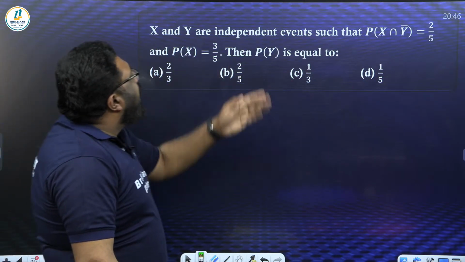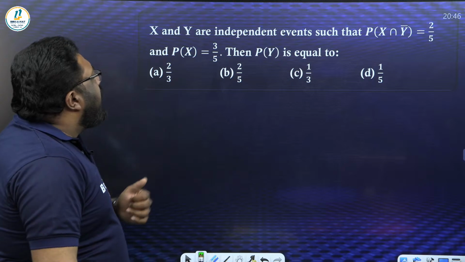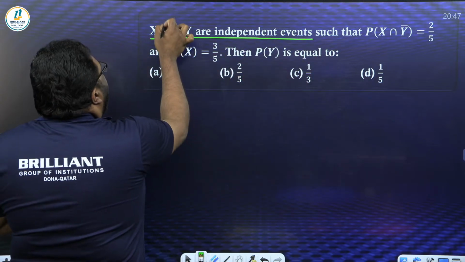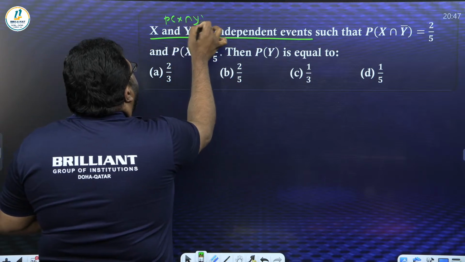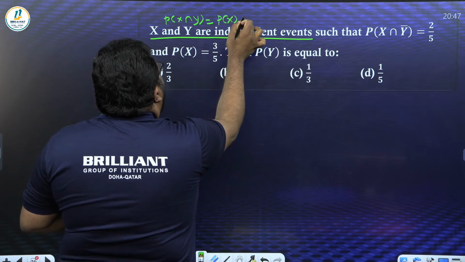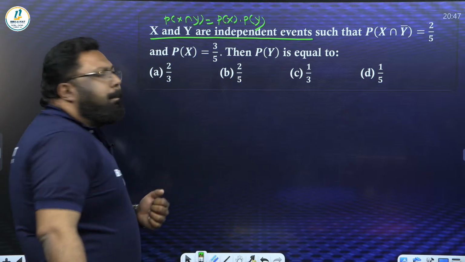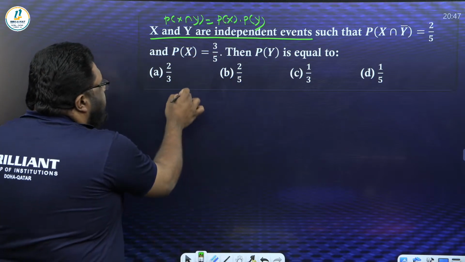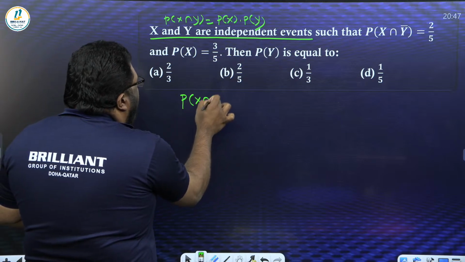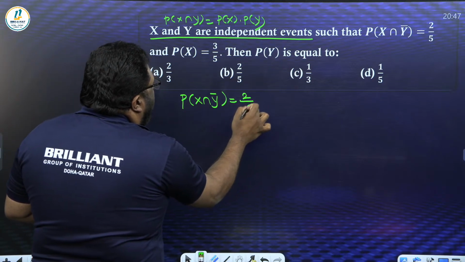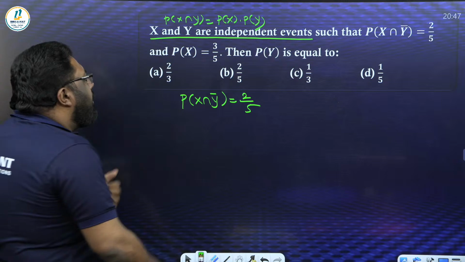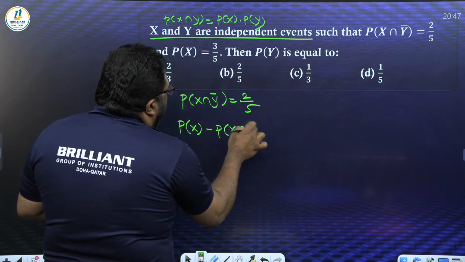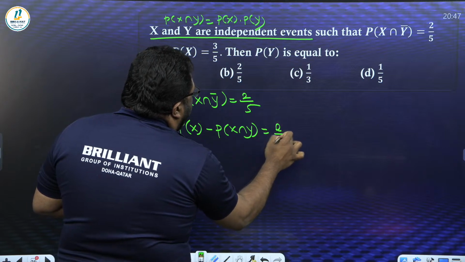Moving on. X and Y are independent events. X intersection Y complement. What is meant by independent events? Independent means the intersection of X and Y is simply the product of P of X and P of Y, probability of X, probability of Y. So they said X intersection Y complement. Y complement means I don't want Y. So X minus X intersection Y.